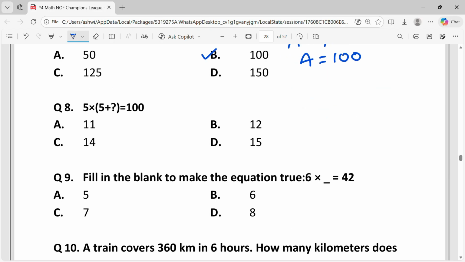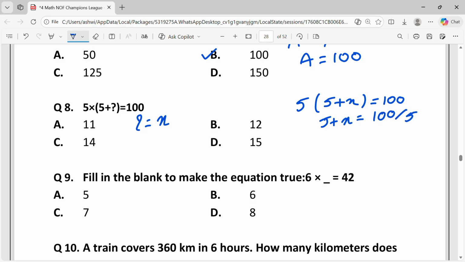Question 8. 5 into (5 plus question mark) is equal to 100. What is the question mark? Let the question mark be X. So the equation is 5 into (5 plus X) is equal to 100. That is 5 plus X is equal to 100 divided by 5. So X is equal to 20 minus 5. So X is equal to 15. Answer is D, 15.